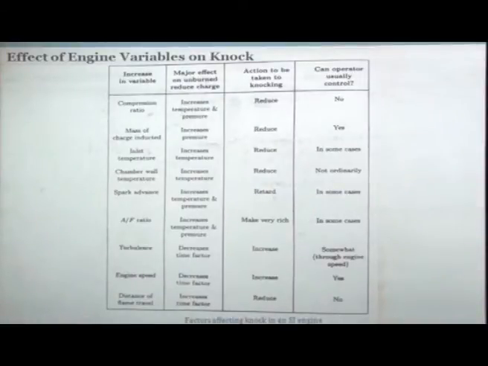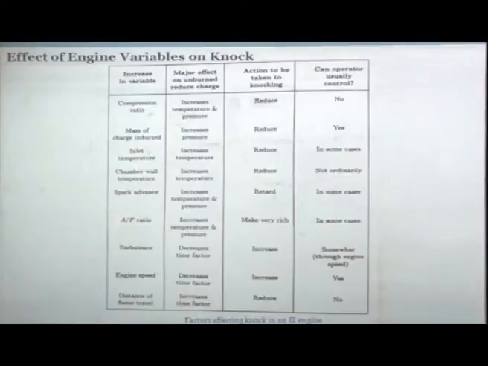Spark advance. If you increase the spark advance, then what happens? This is going to increase the temperature and pressure, as we have seen in this case, which will lead to more knocking. If you want to avoid it, you have to retard the spark. In some cases, in special cars, the operator can change it, but in most cases you cannot. In racing cars, for example, you can probably do that.